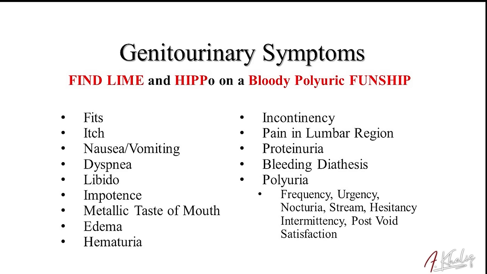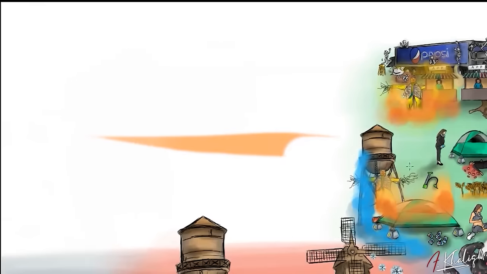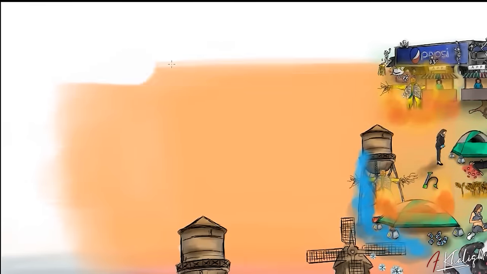Now, what is bloody? It stands for bleeding tendency. Polyuric, we have to ask about the polyuria. Now, what are the other extensive questions for the polyuria? It's funship. Now, this funship stands for frequency, urgency, nocturia, stream, hesitancy, intermittency, and post-void satisfaction. So these are all the complaints of genitourinary system. We're going to discuss this all in detail in our genitourinary section.